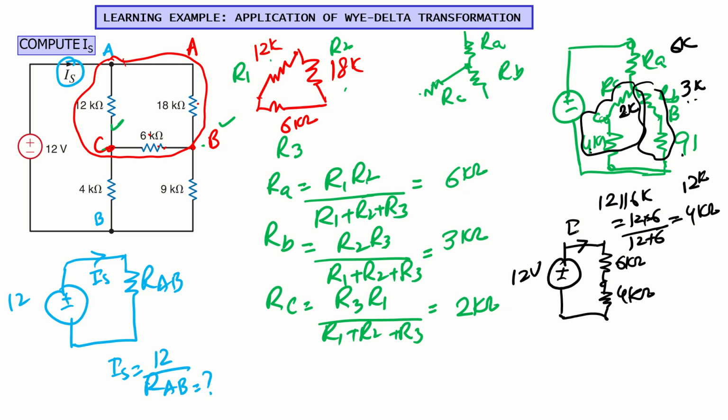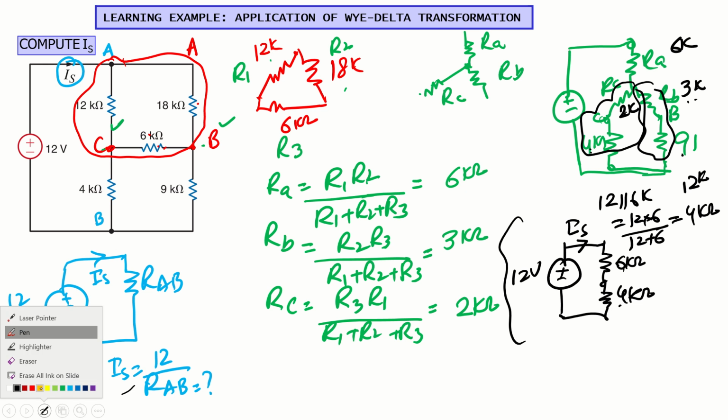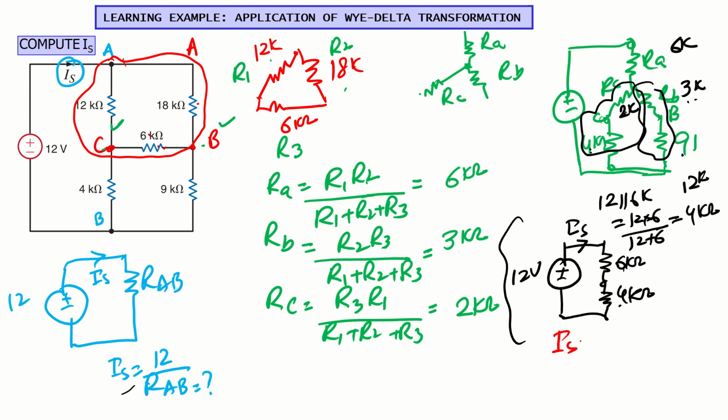Now I can find the equivalent resistance, 6 plus 4, 10K. Okay, so what we can do here, we can easily find the value of the current that will be flowing through this circuit, IS. So IS will be what? 12 divided by the equivalent resistance, which is 10K. So 12 divided by 10K, this is simply 1.2 milliampere.